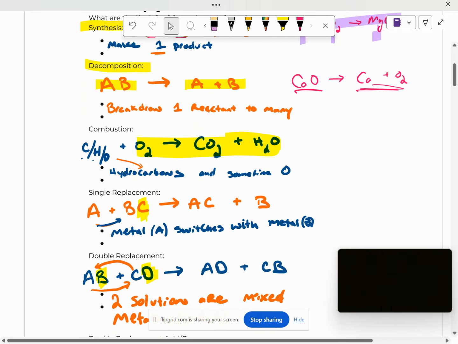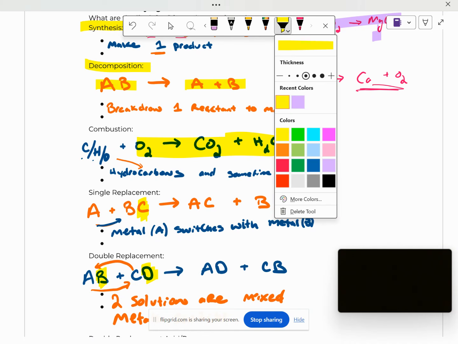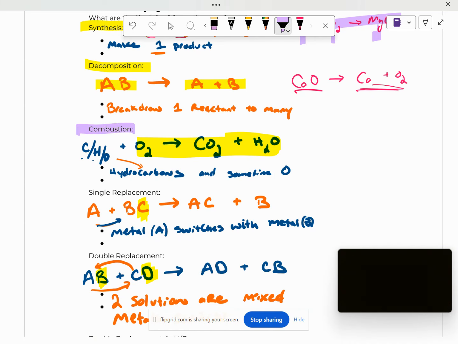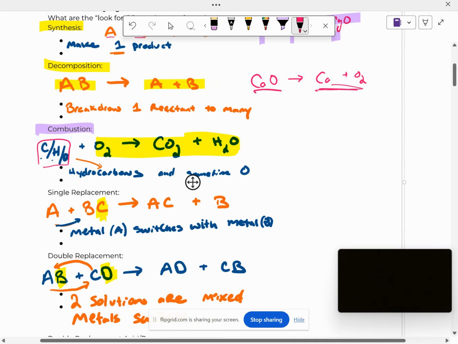The next one is called a combustion reaction, and there's a very simple pattern. You're going to have anything that has carbon and hydrogen in it. It's called hydrocarbons, and sometimes oxygens, but everything needs oxygen to burn. This is a problem that asks for oxygen, and then the products are always the same: carbon dioxide and water.